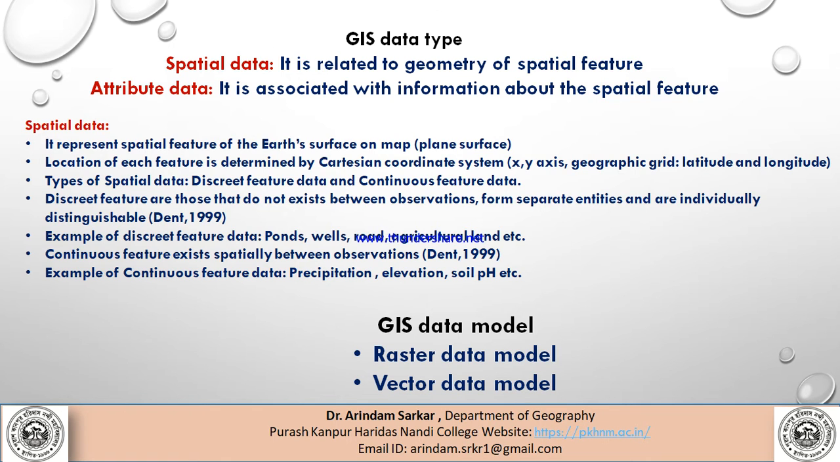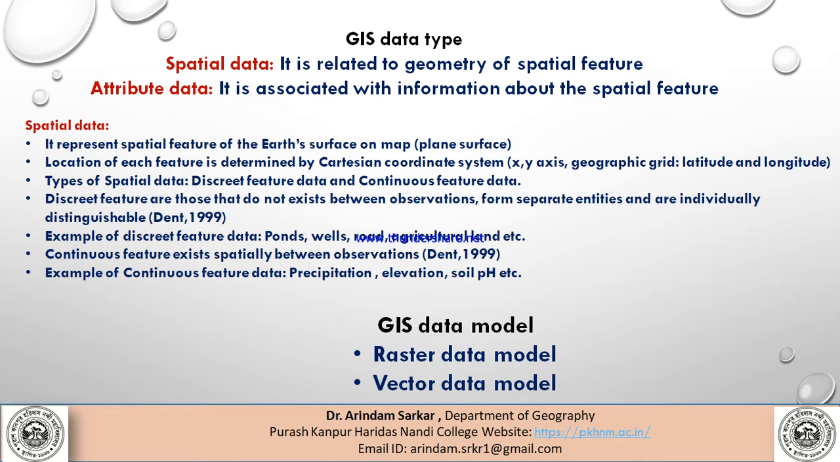There are two types of GIS data. One is spatial, which is related to the geometry of the spatial feature, and another one is the attribute data. It is also associated with information about the spatial feature. Spatial data represents the Earth's surface on the map. The location of each feature is determined by the Cartesian coordinate system.